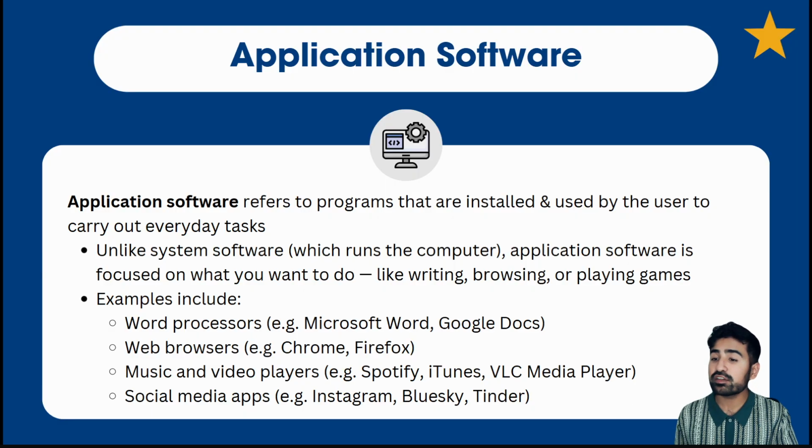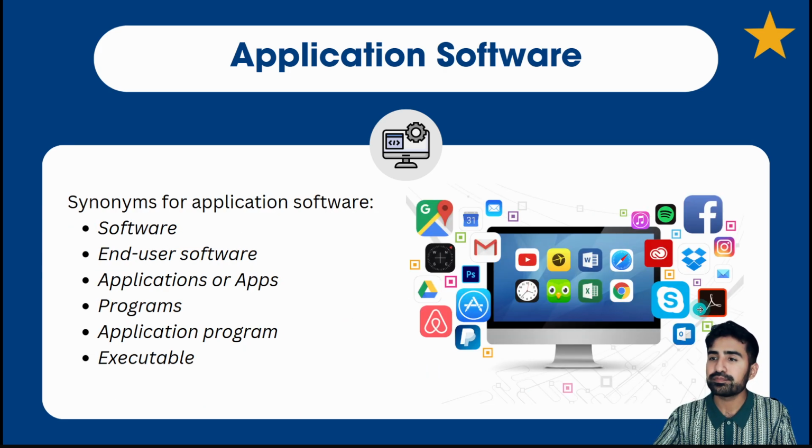So, it could be writing documents, browsing the web, playing video games. Those are all examples of application software. So, some other categories could be like word processors, music and video players, social media apps. Again, pretty much anything you use on a daily basis.